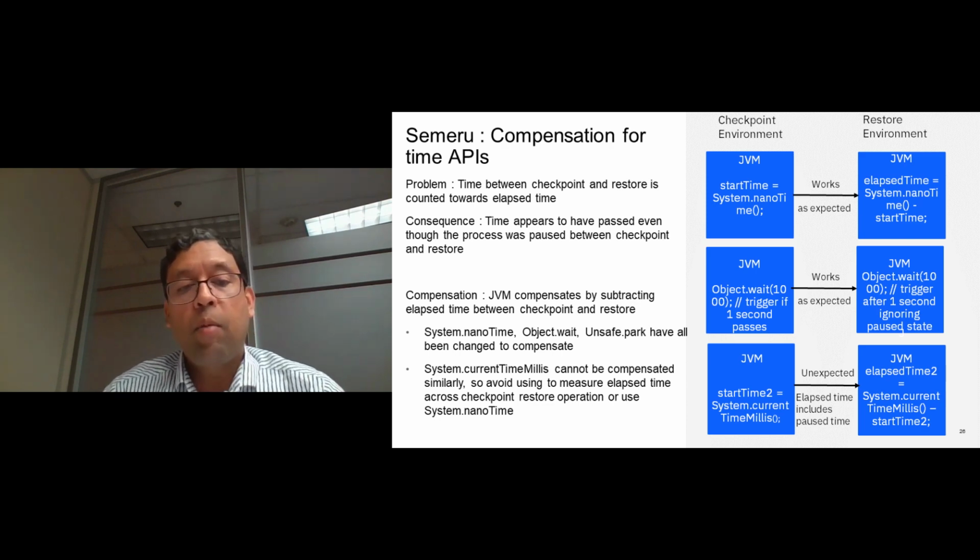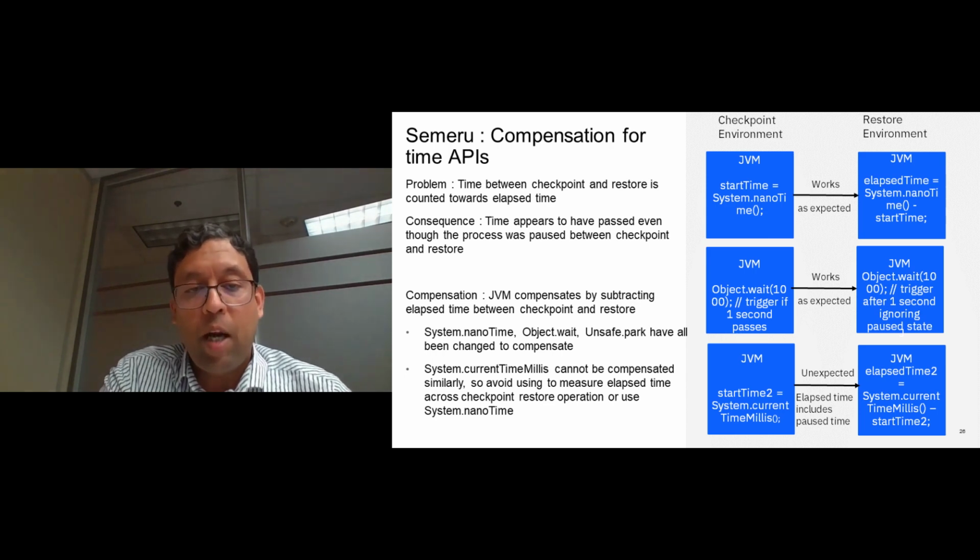So in order to help with this sort of time delta that exists between checkpoint and restore, we do various compensations in the JDK itself. Especially around APIs like object wait, nanotime, and unsafe park, all have been changed to compensate and subtract out the time period between checkpoint and restore. This allows you to run your application as though that period didn't even exist and you were just running the application continuously from start to end.